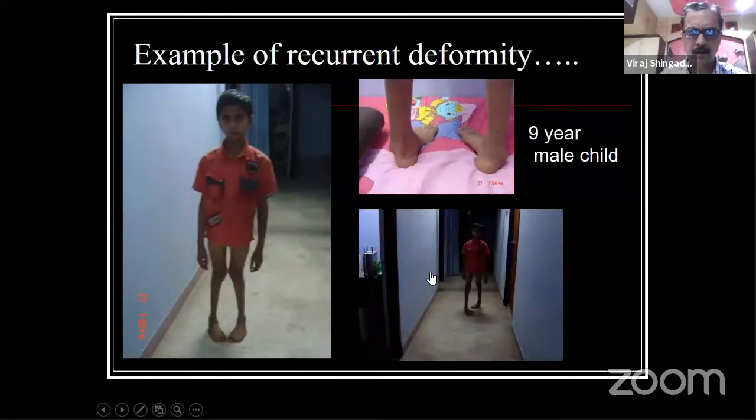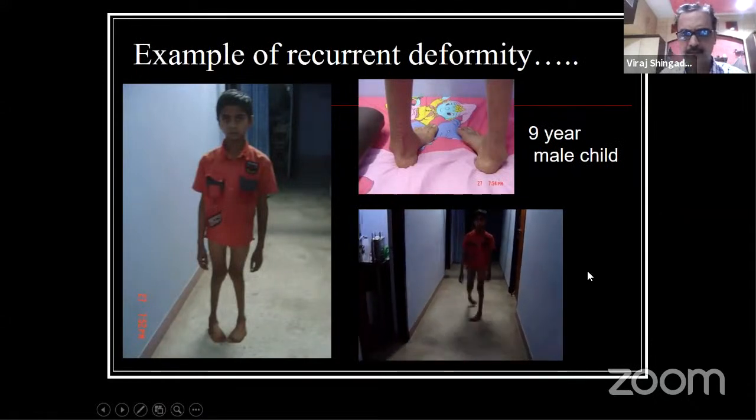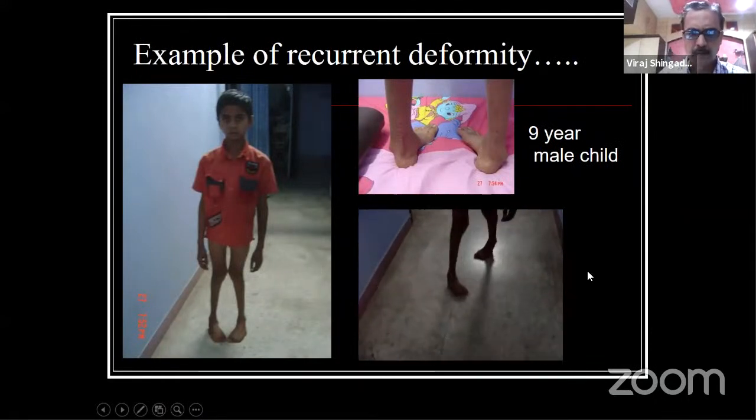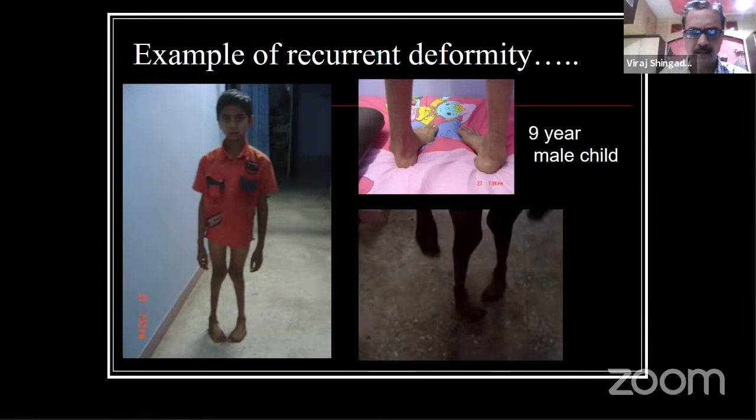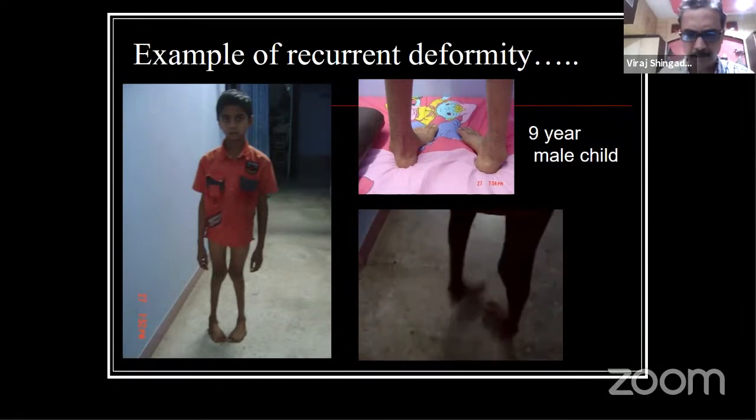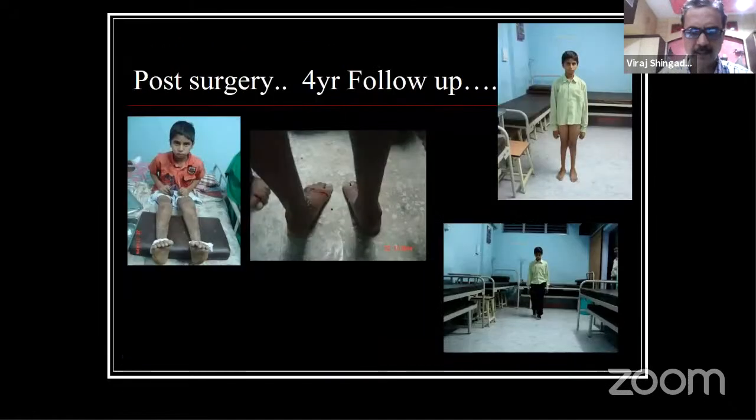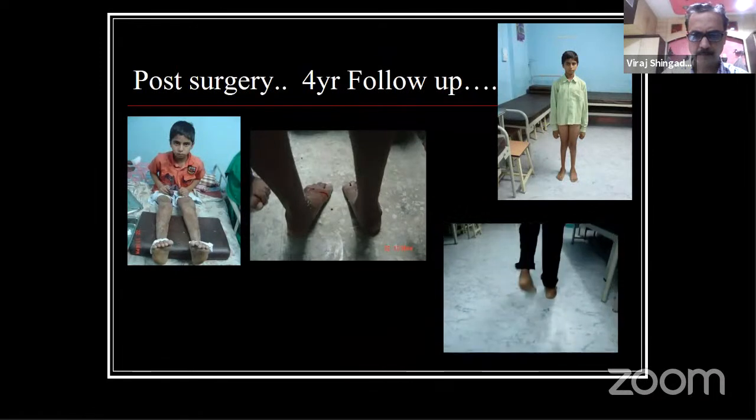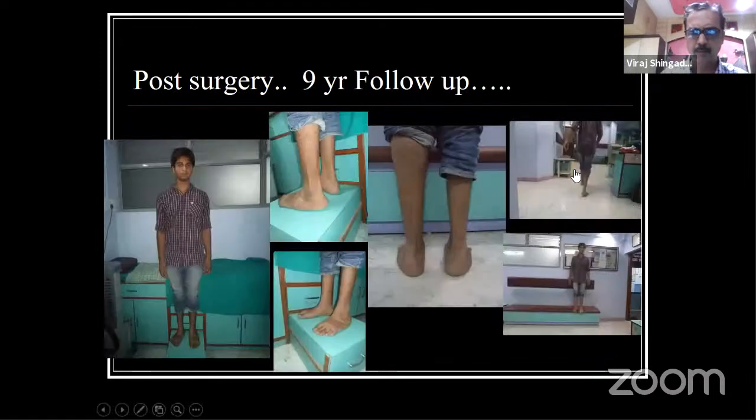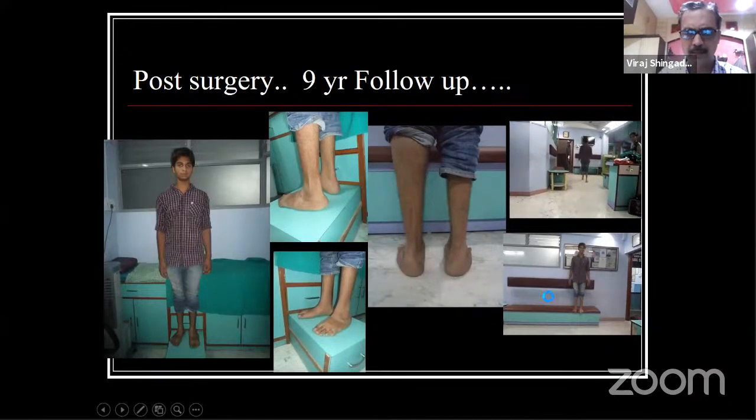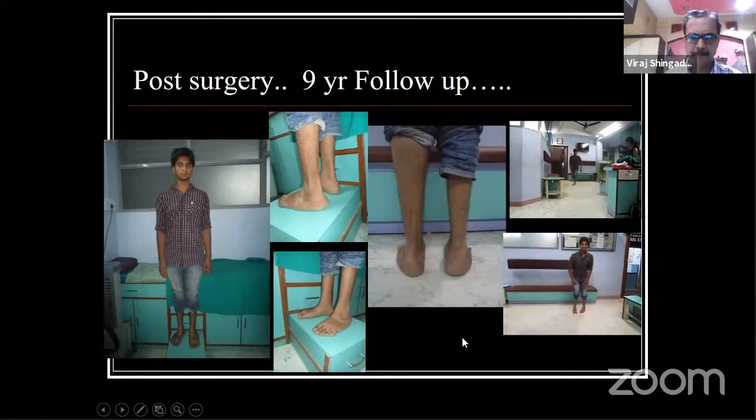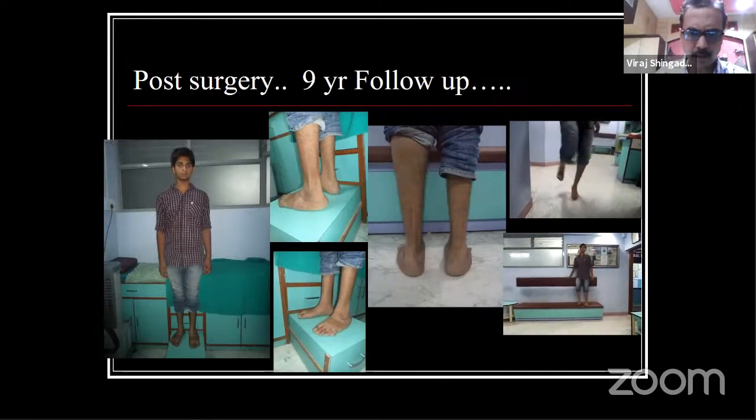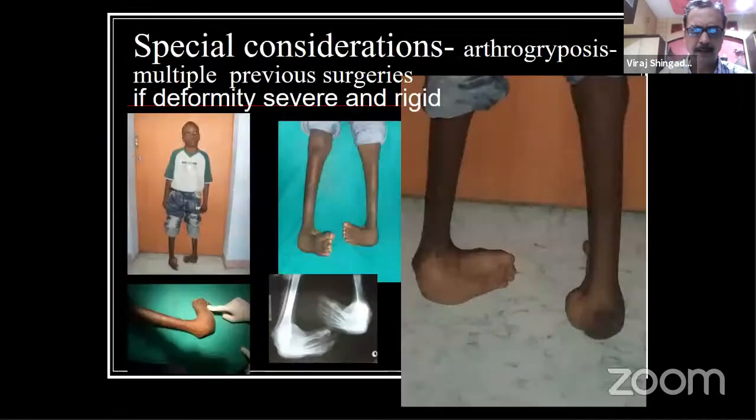So this is another example of recurrent deformity where this child is a 9-year-old. He has been operated 4 times elsewhere, and as Dr. Team was mentioning, they have a secondary effect at the knee and all other areas. So this is with the same procedure. This is a 4-year follow-up, and this is a 9-year follow-up. Most of the children we have a follow-up of almost till maturity, many of them. So this is not a normal foot, I will not say, but this is quite a plantigrade foot.